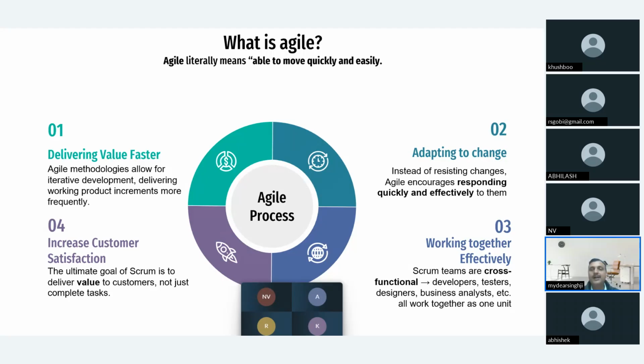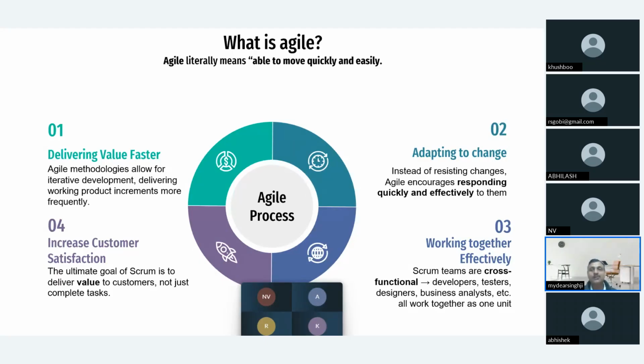Next is adapting to changes. In Agile, instead of resisting changes, we encourage responding to them quickly and effectively. So what will happen in Agile? Some changes are going to come. We are able to adapt to the changes, we are able to consume the changes, and we are able to deliver the changes. This is one of the parts inside Agile.